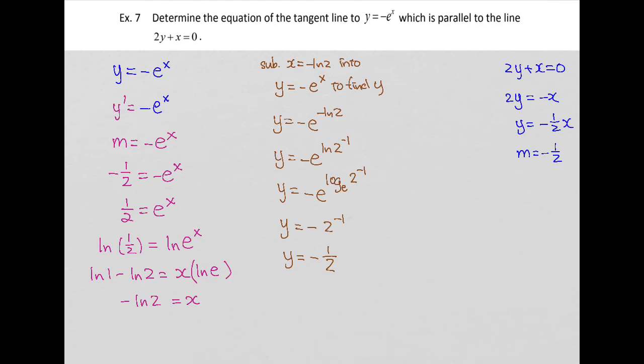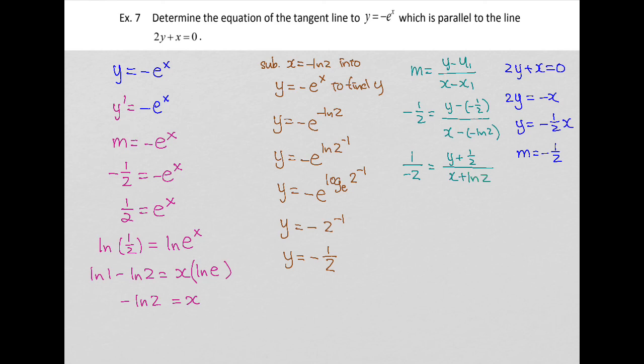Now we have the x, we have the y, we have the slope. Then we can find the equation now. So m equals y minus y1 over x minus x1. So our slope is negative 1 over 2 equals y minus negative half over x minus negative ln 2. And let's put the negative sign into the denominator. So it becomes 1 over negative 2 equals y plus half over x plus ln 2.